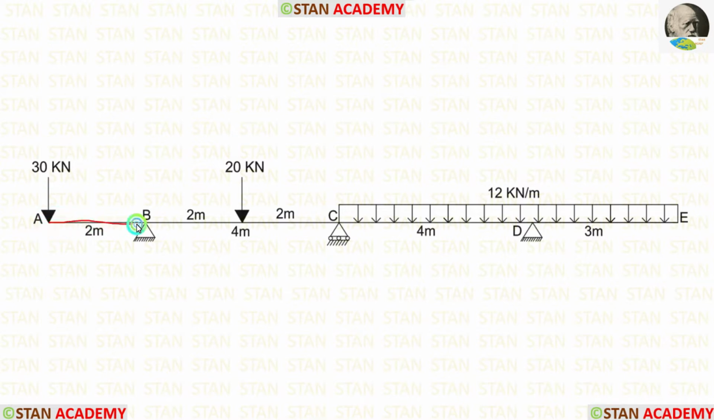In the overhanging span AB, we have a point load 30 kN at point A. In the span BC, there is a point load 20 kN acting in the center. In the span CD, there is a UDL 12 kN per meter acting for the full span. In the overhanging span DE, we have a UDL 12 kN per meter.